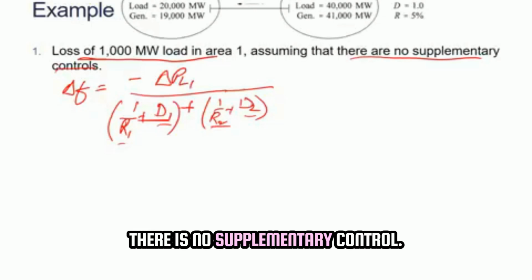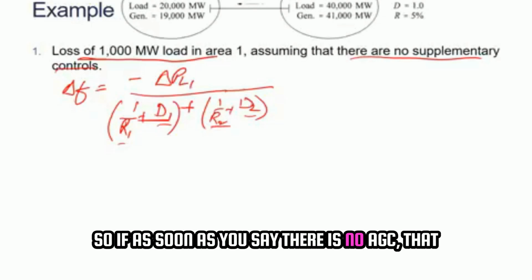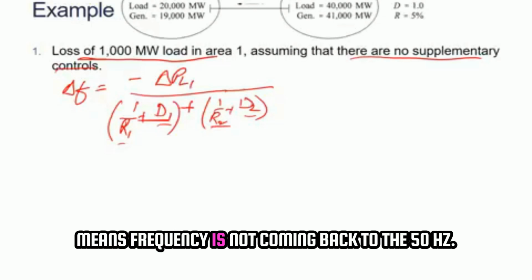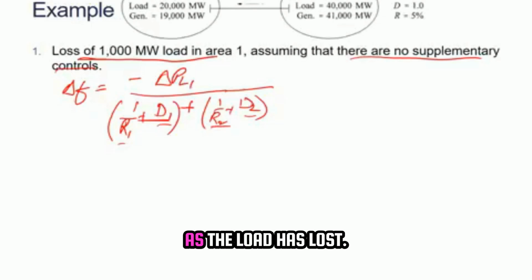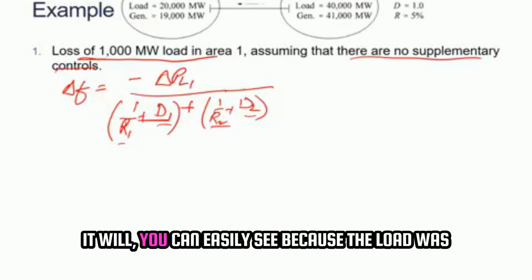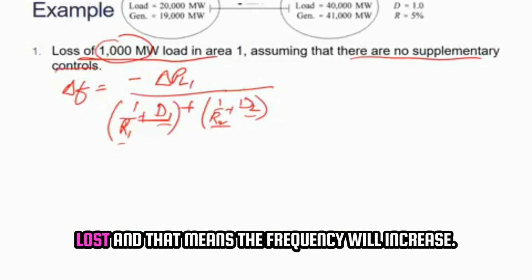There is no supplementary control, so that means there is no AGC. As soon as you say there is no AGC, that means frequency is not coming back to 50 hertz. It will settle down somewhere as the load has been lost. You can easily see, because the load was lost, the frequency will increase.